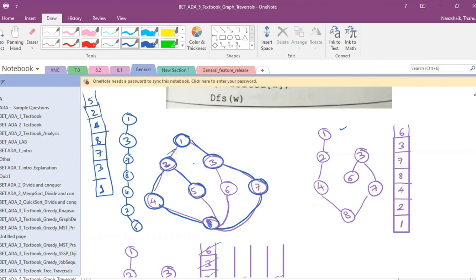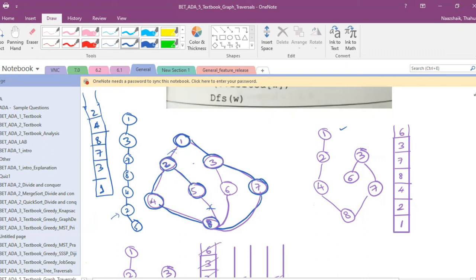Okay, from five, where can I go? I can go to eight, but eight is already visited. So I cannot take that. Any other combinations from five? No. So now we have come to the end of the depth, right? We cannot go further deep. Now what you have to do, you have to pop out. Okay, so go back here. And check any other alternate from two?